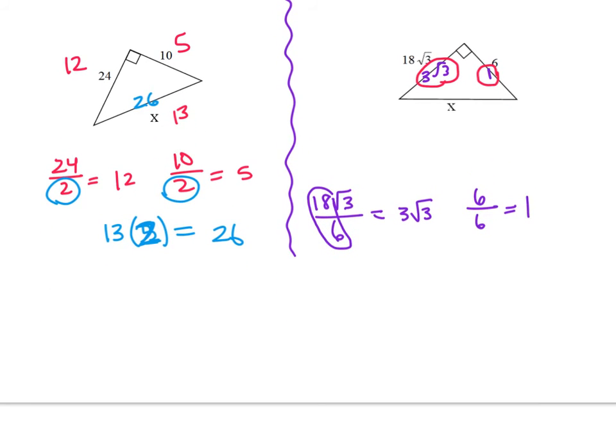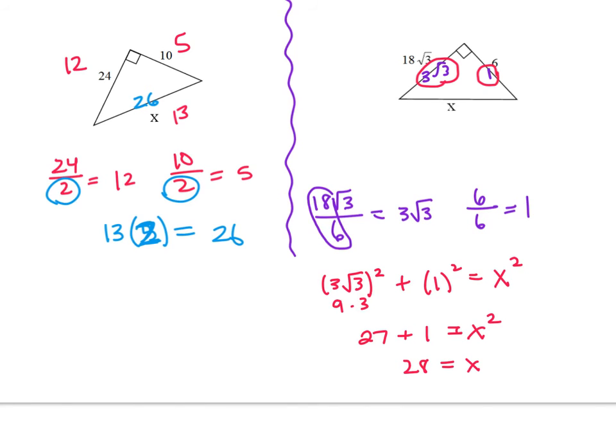We are going to set up our Pythagorean theorem with those 2 legs. We're going to say 3 square root of 3 squared plus 1 squared equals x squared. 3 square root of 3 squared, remember, square the 3, you get 9. The square root of 3 squared is 3, so this becomes a 27, plus 1 squared is 1, equals x squared. 27 plus 1 is 28 equals x squared.